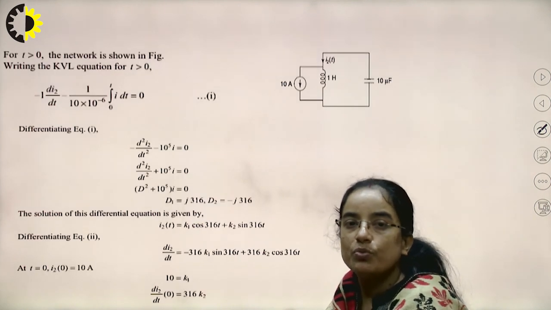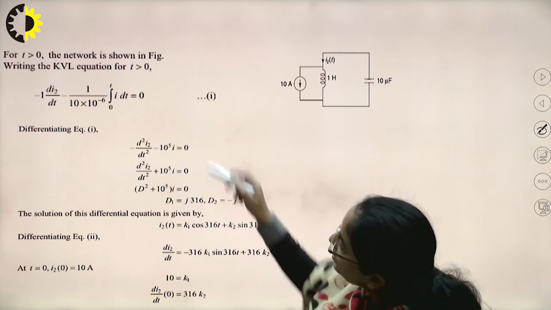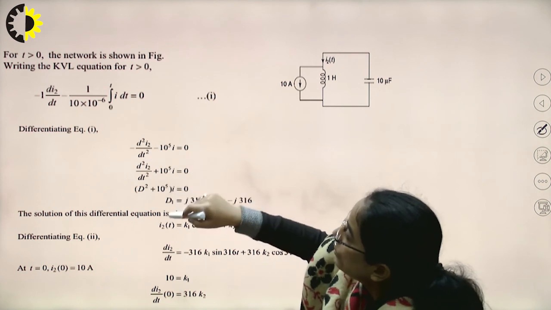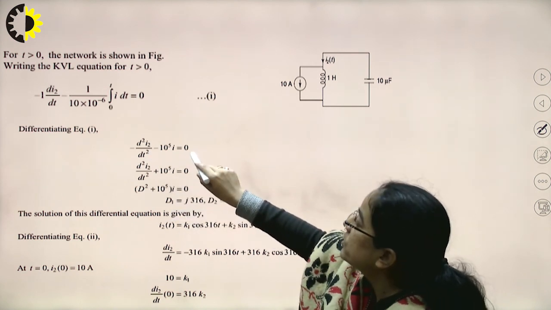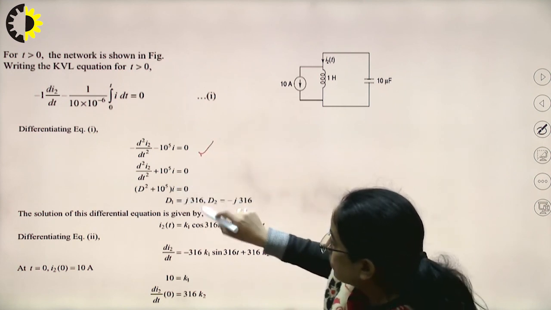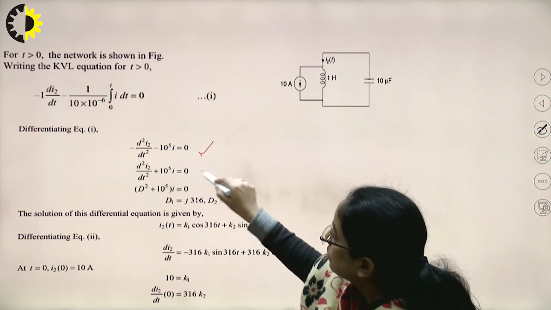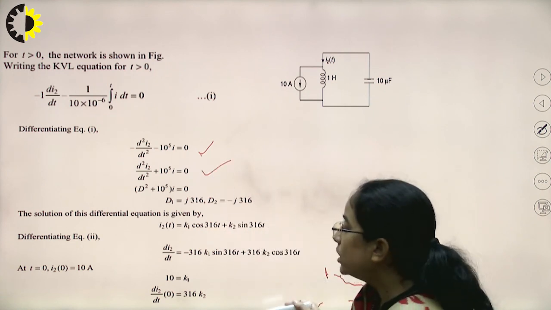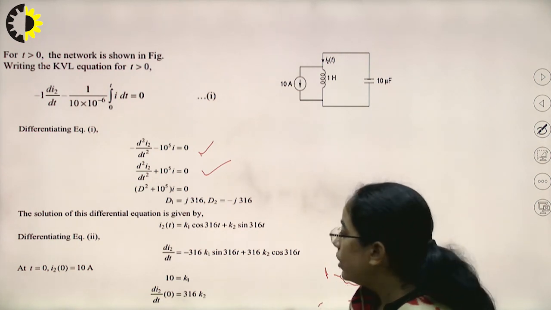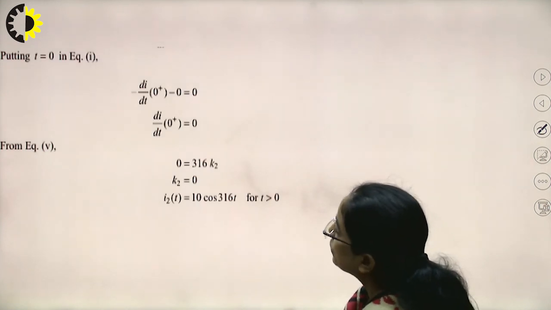So when the switch is open, this is the condition. Now we write the equations, and this is the integral differential equation. We need to differentiate it again, and we have this equation. Now we need to calculate the arbitrary constants. We put the initial conditions in the equations and calculate the values. So this is the complete solution here for the current.